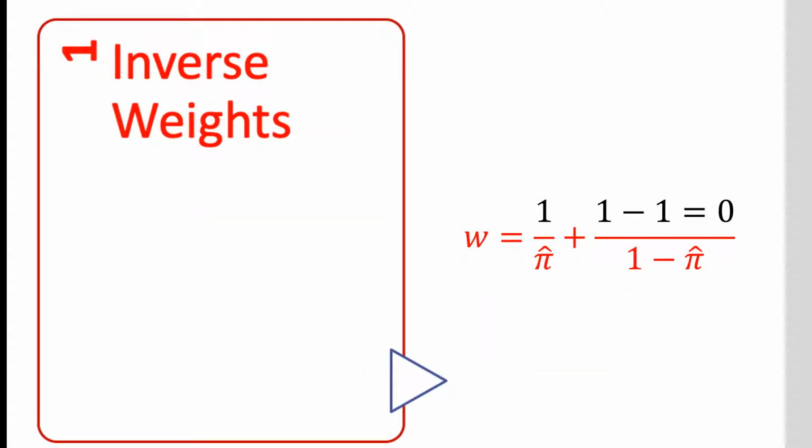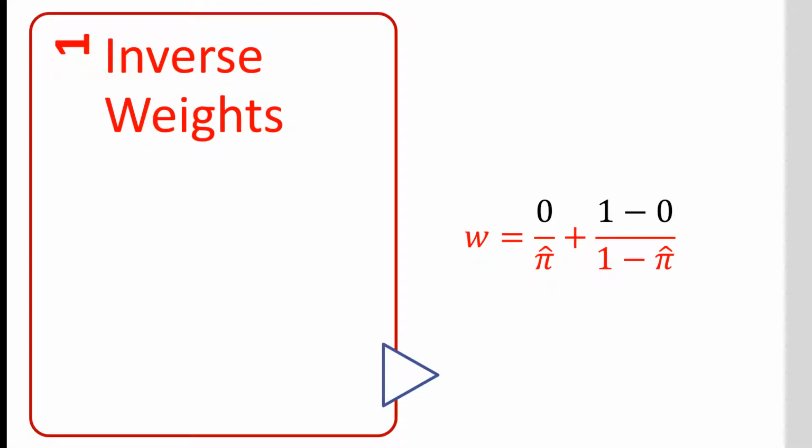If the patient is treated, then T is 1. This makes the second part of the weight structure be 0, and so we are simply weighting by the inverse of propensity for being in treatment group. If the patient is not treated, then T is 0, and we are weighting by 1 minus the propensity of being in treatment.